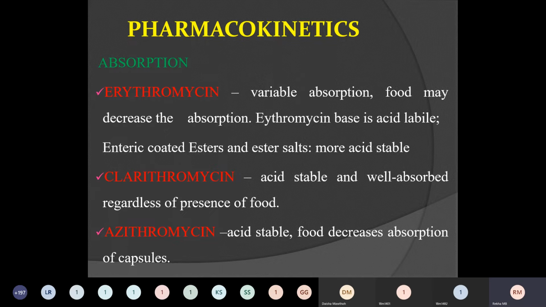Pharmacokinetics. Coming to the absorption, erythromycin absorption is variable. The erythromycin base is acid labile and therefore we give it in the form of enteric-coated ester tablets which are acid stable. Food decreases the absorption of erythromycin. Whereas clarithromycin is quite acid stable, it is well absorbed and it is absorbed even in the presence of food. Azithromycin is acid stable, but food decreases the absorption of azithromycin, so it has to be given on an empty stomach.